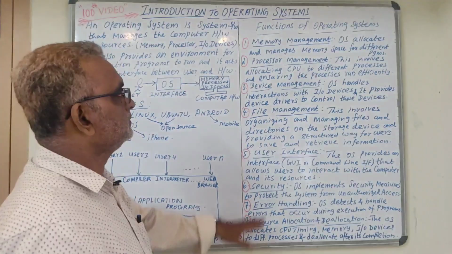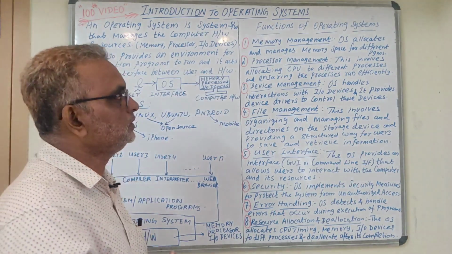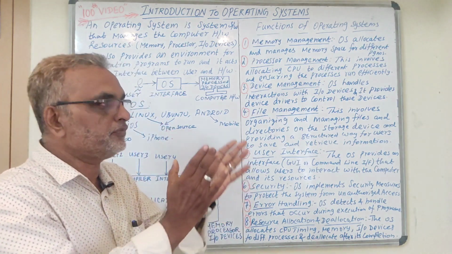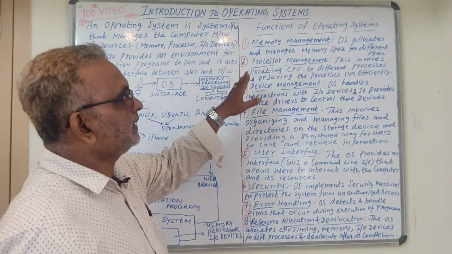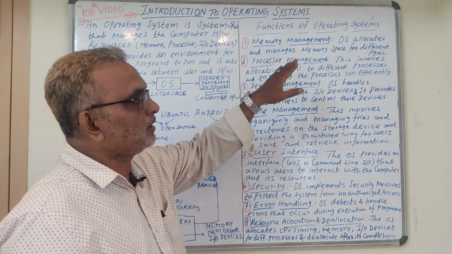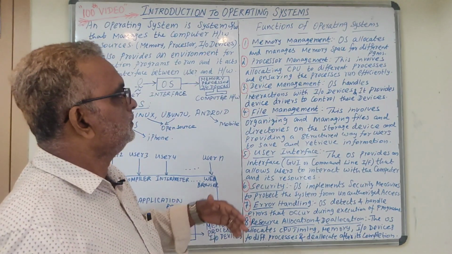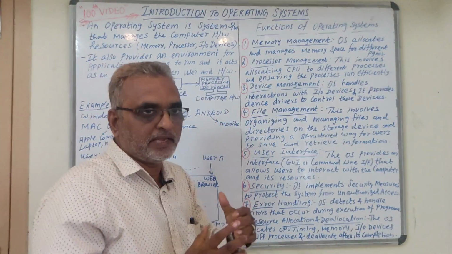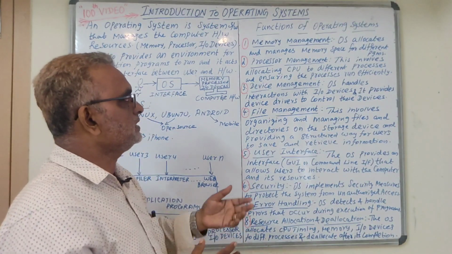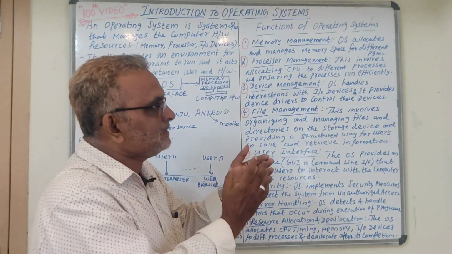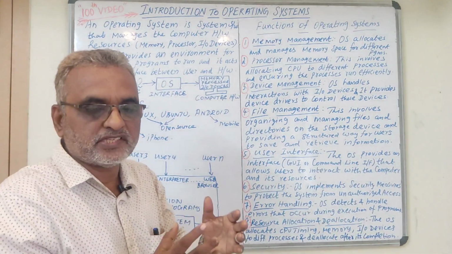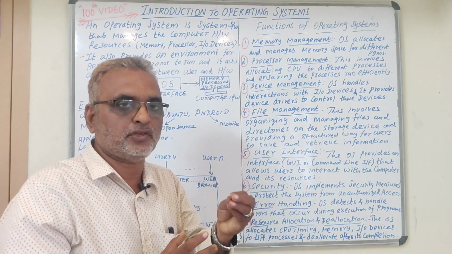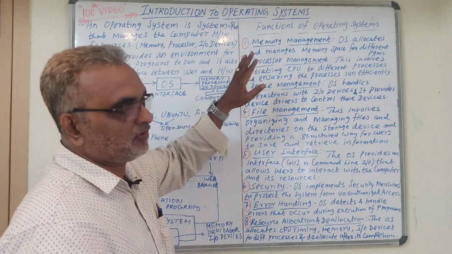Functions of operating system. The first function is memory management. How to utilize the memory effectively and efficiently, that is the aim of this particular function. So operating system allocates and manages memory space for different programs. Number 2, processor management. This involves allocating the CPU to the different processes and ensuring the processes run efficiently. So effective utilization of the processor, how the processor time can be used efficiently and effectively. That is the main aim of this particular function.